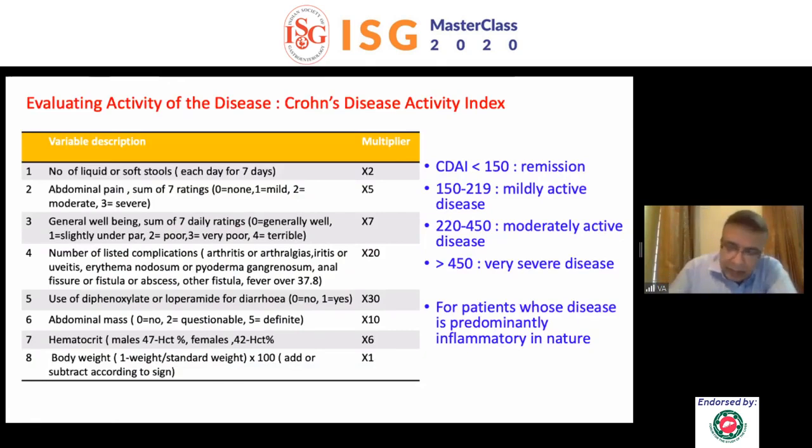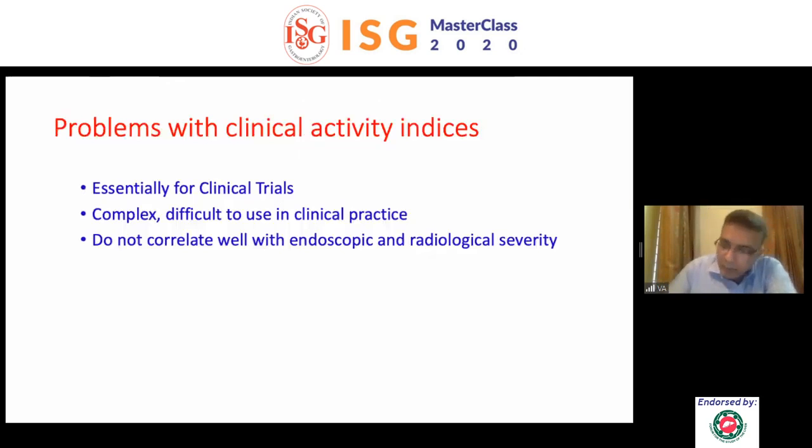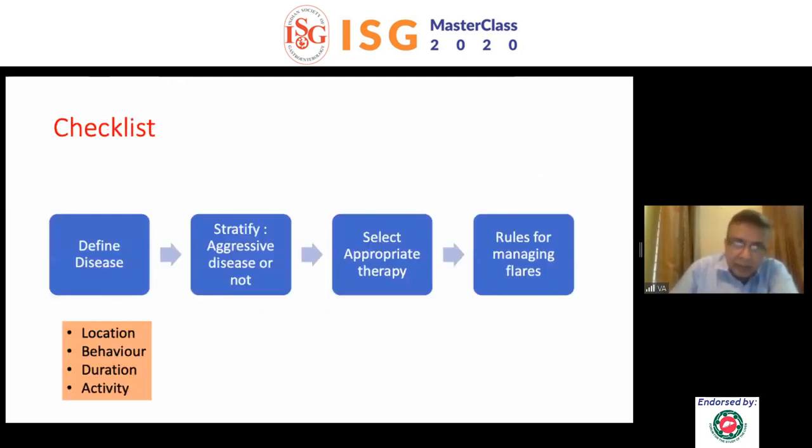In a normal OPD setting, you may use the Harvey-Bradshaw index, which is much simpler to use, looking at general well-being, abdominal pain, number of liquid stools, abdominal mass, and complications, etc. But remember that when it comes to activity, the activity indices are the least well developed in Crohn's disease, considering the amount of advancement which has occurred. And these activity indexes are complex, difficult to use, and actually do not correlate well with endoscopic and radiological severity. So you should remember the limitation of these indices.